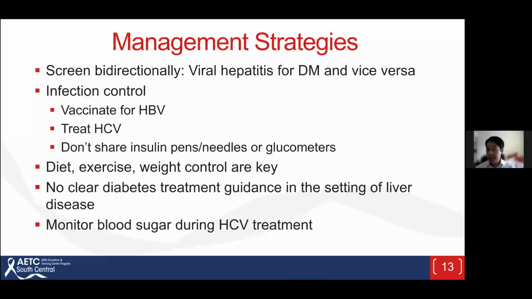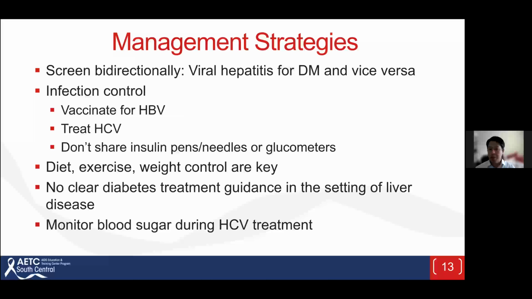Definitely treat hepatitis C. If we can get rid of the hepatitis C and the inflammation that comes along with it, then we'll have better diabetes control. Other things to remember for patients with diabetes and hepatitis B is that we shouldn't share insulin pens, needles, or glucometers. These viruses can live outside of the body for weeks, if not up to a month. So it's out there.